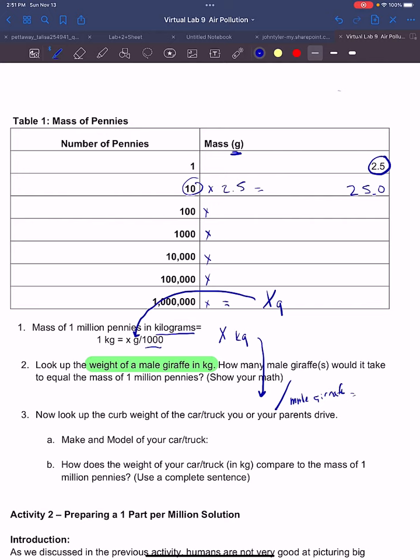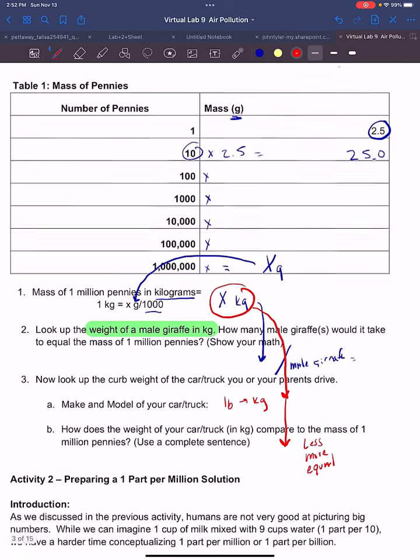The model of your car and truck, you're going to look up the curb weight. It's probably going to be given to you in pounds, but if you Google a conversion of pounds to kilograms, you can quickly find that and convert it to kilograms. And then again, take this number here and bring it down and compare it to the mass of a million pennies. You want to compare that mass down here and tell me if it's less than, more than, or equal to the weight of your car and truck.